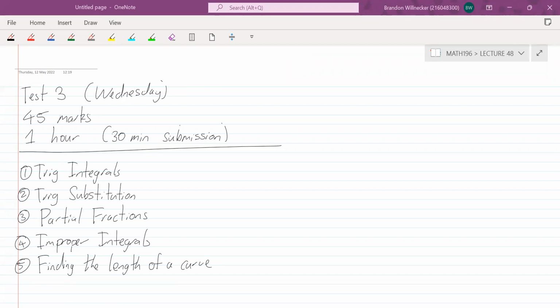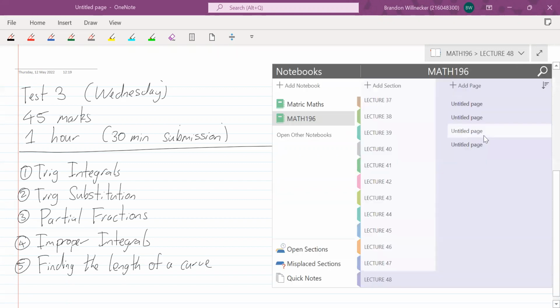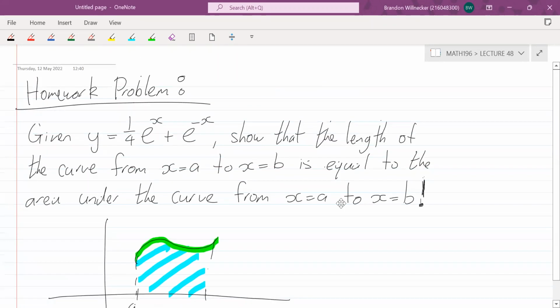Also, please try this homework problem out. I might put this on the test. I'll see.